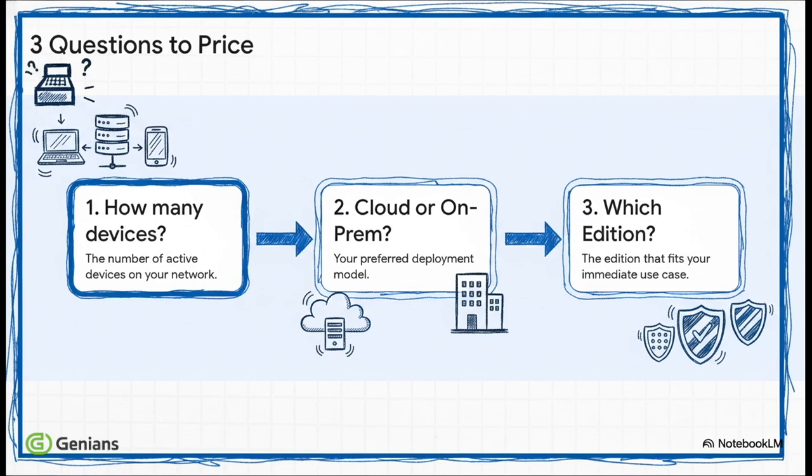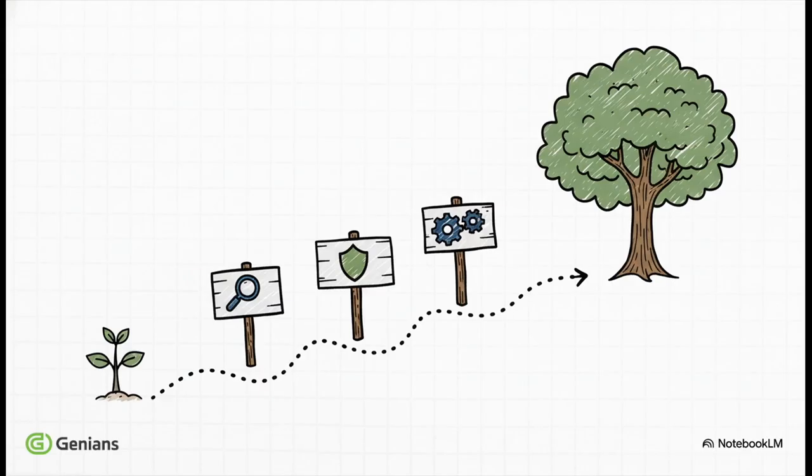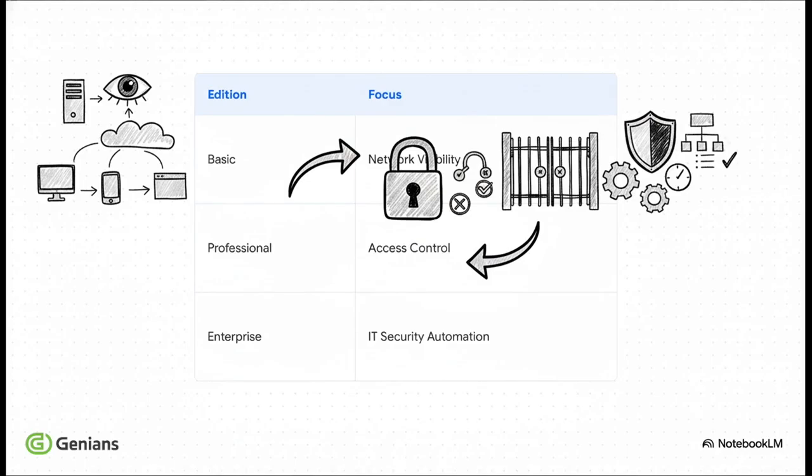That's it. Seriously. Now, that third question about the edition, this is really important. This isn't about holding back features just to upsell you later. The editions are actually designed to match your company's operational maturity and your immediate security goals. And this table here lays out the path so clearly. You can start with a basic edition, which is all about network visibility, just knowing what's connected. Then, when you're ready, you move to professional to add access control. And finally, enterprise brings in the whole shebang, full IT security automation. You just pick the level you actually need right now.